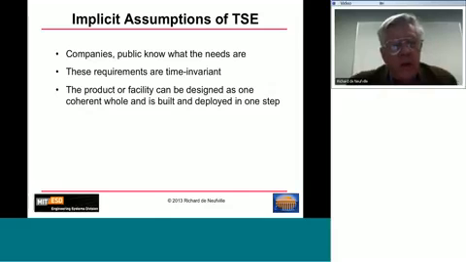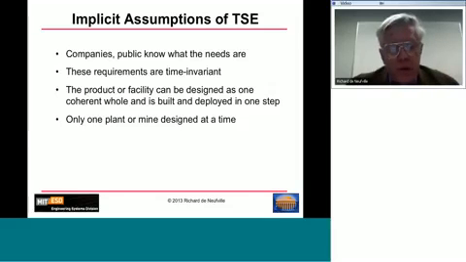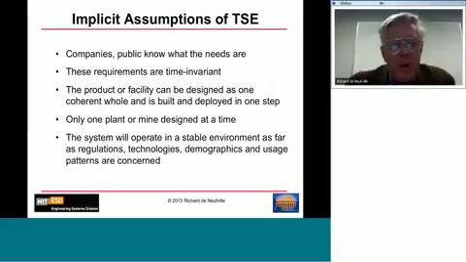That we can design the whole thing in one process as a coherent whole. That we're only doing one at a time. We do one sports stadium, and then if we go from Boston to San Francisco or to Mexico City, we do it again, completely designed from scratch. And then finally, that whatever it is that we're building will operate in a stable environment as far as regulations, technologies, demographics, and usage patterns are concerned.